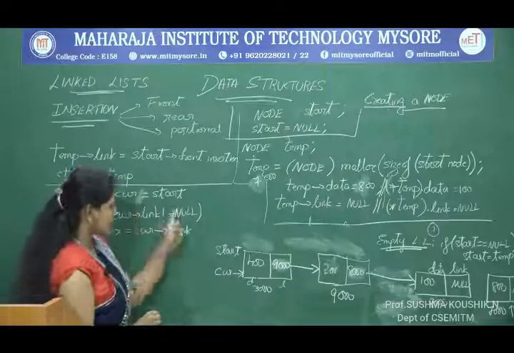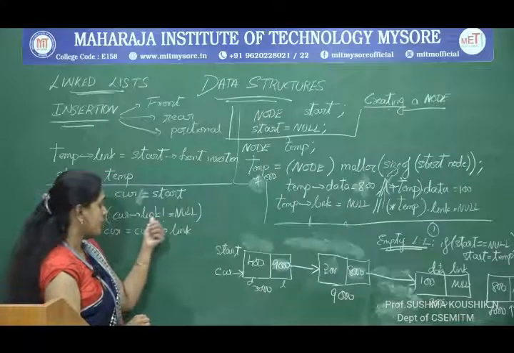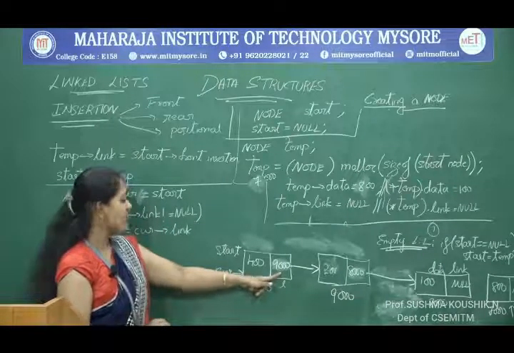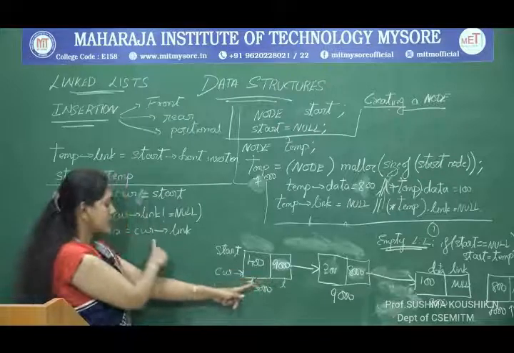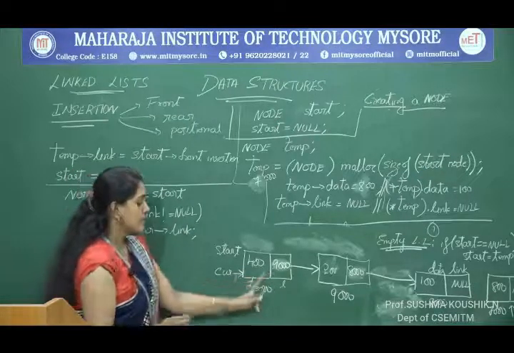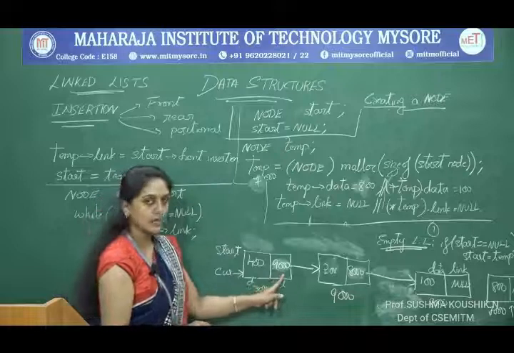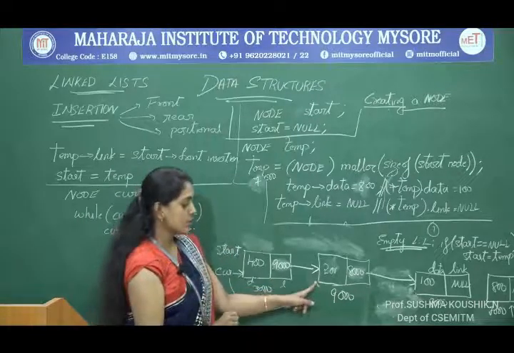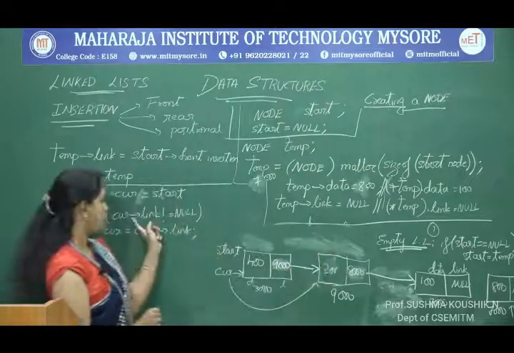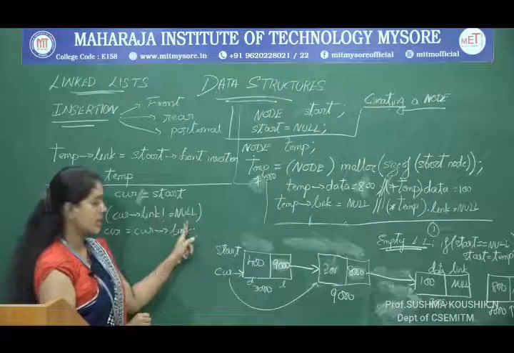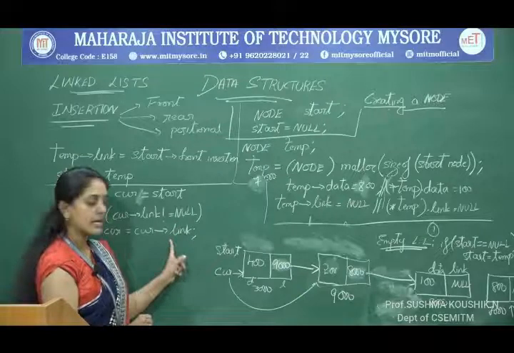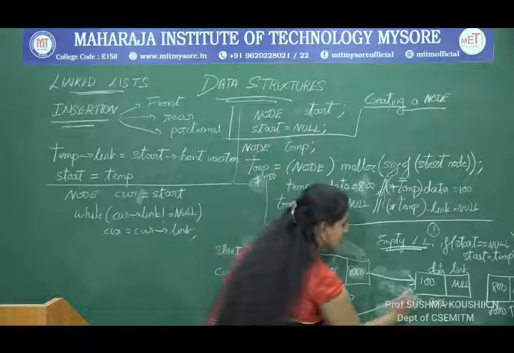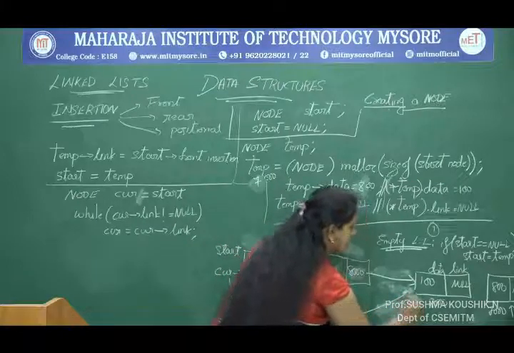What is happening? Current is start, current is here. Is current of link equal to null? No, it is not equal to null. So I will move: current is equal to current of link. Current of link is 9000, so current comes from here to here. Now, is current of link equal to null? No. Therefore, current is equal to current of link. Current has now moved to this particular node. Here is the current now.